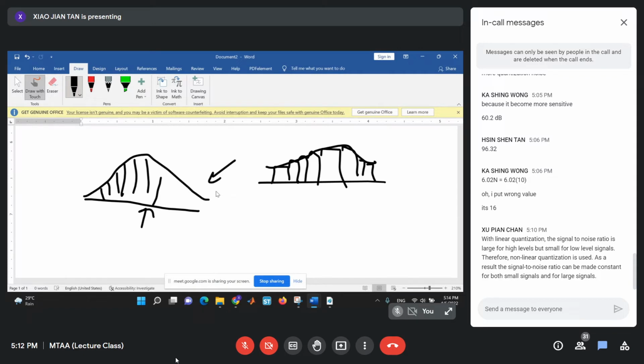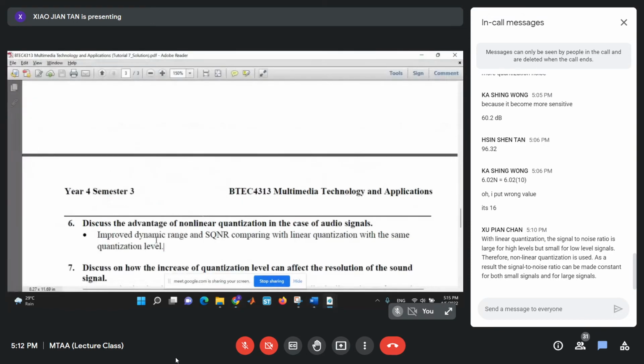Need to refer back to the lecture notes. Okay, okay. So for this one, yeah, the answer given is correct. And another answer from the other perspective is this one. Okay, improve the dynamic range and also SQNR.